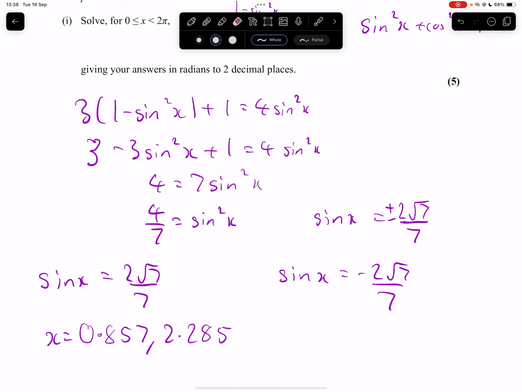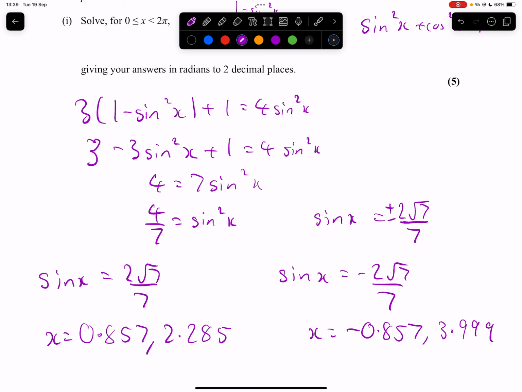For the negative solutions, we get sine minus 1 of negative, that gets us minus 0.857. And if you do 180 minus, or pi minus, sorry, we get 3.999.